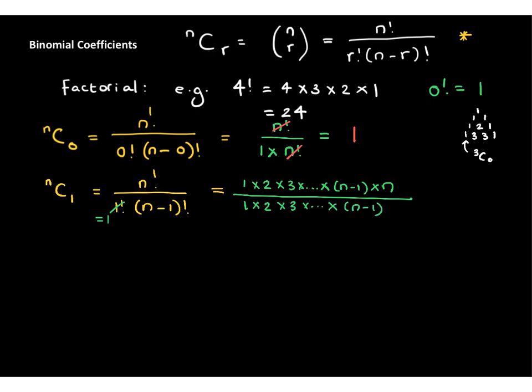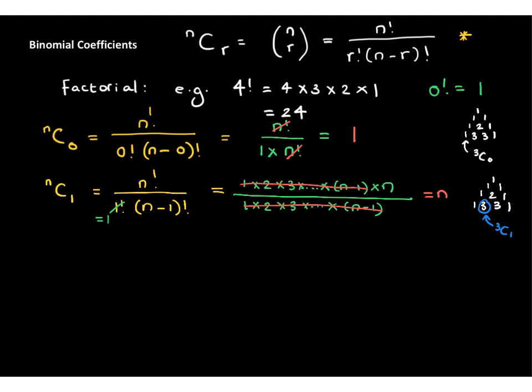So what's going to happen? Well, a very interesting cancellation. All of these numbers will cancel with all of these numbers, and you're left with an answer of n. Now again, that should make sense when you think about Pascal's triangle. So if I take this value here in Pascal's triangle, well, this is equal to 3 choose 1. And that's equal to the n value.